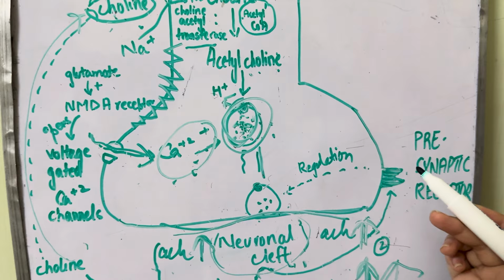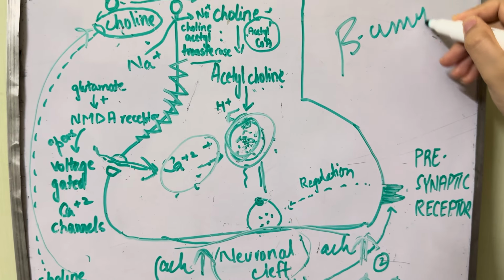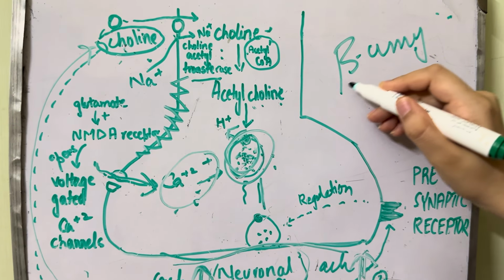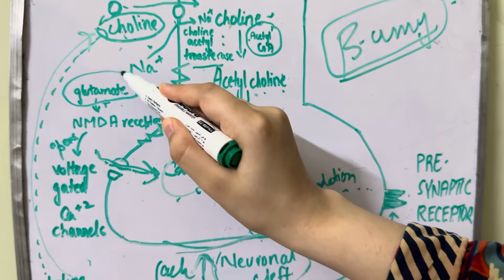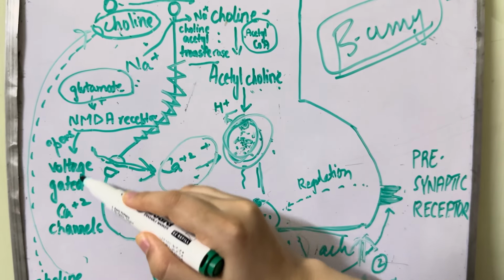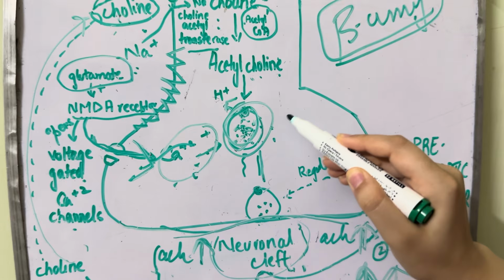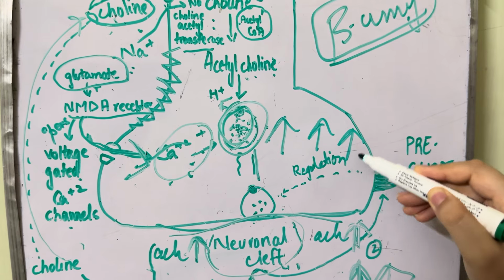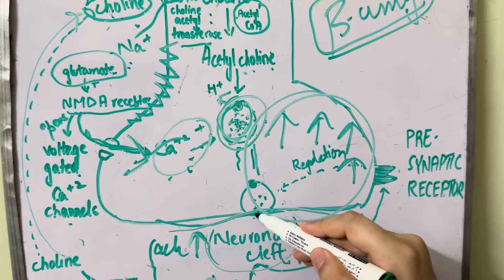lead to apoptosis. So in Alzheimer's disease, we have beta amyloid proteins which accumulate, and accumulation of these proteins leads to a high amount of glutamate. So when we have more glutamate, more of the NMDA receptors are activated, more of the voltage gated calcium channels are activated, and more calcium influx, thus stimulating a large amount of acetylcholine release, and thus the process gets overactivated and leads to the rupture of the cell.